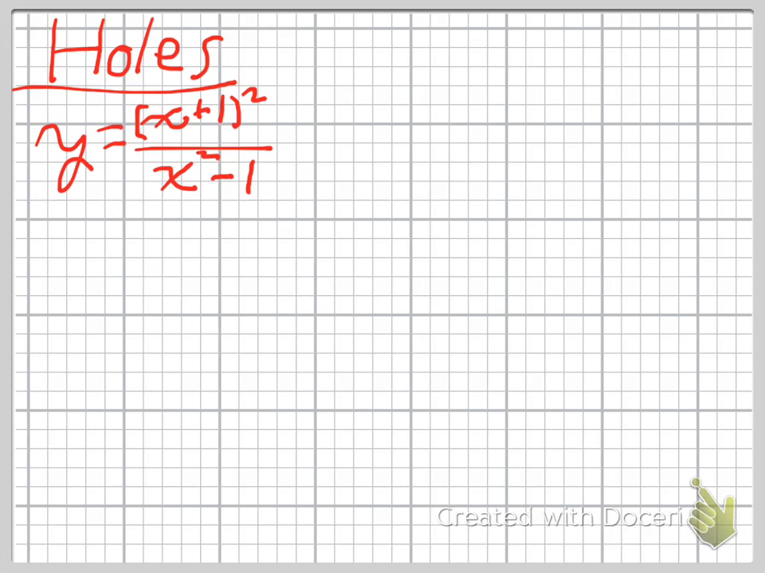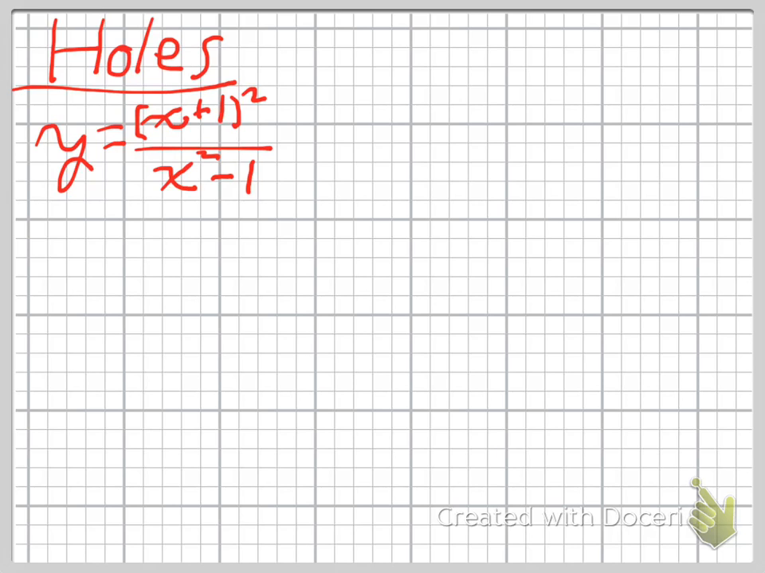So the next domain restriction we have are holes. Holes are a type of discontinuity. It's when the graph doesn't flow smoothly. But they're called removable. So let's see why. A hole is basically when something in your numerator will cancel or divide evenly with something in your denominator.